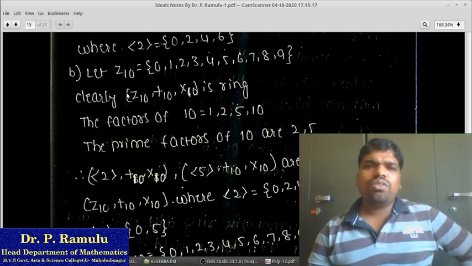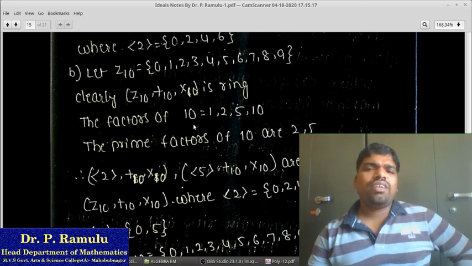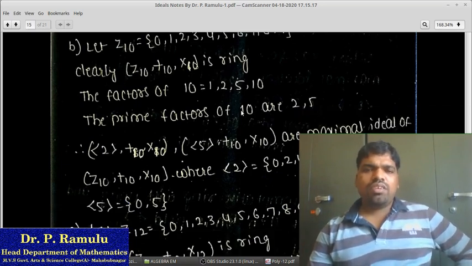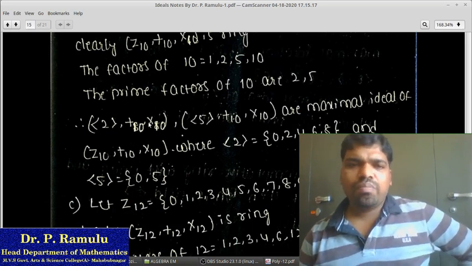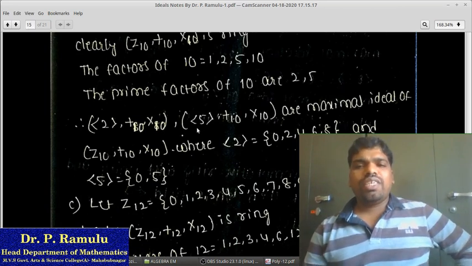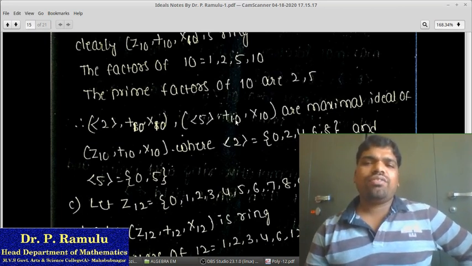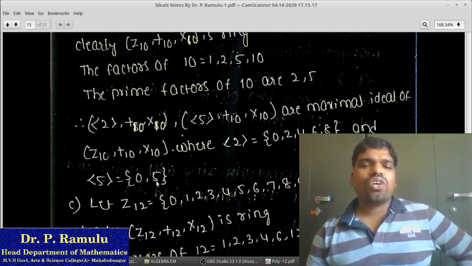Let Z10 equal {0, 1, 2, 3, 4, 5, 6, 7, 8, 9}. Z10 is clearly a ring. The factors of 10 are 1, 2, 5, 10. Out of these, what are the prime factors? We have 2 and 5 as the prime factors. Therefore, generator 2 and generator 5, with addition modulo 10 and multiplication modulo 10, are maximal ideals of Z10, where generator 2 is {0, 2, 4, 6, 8} and generator 5 is {0, 5}.